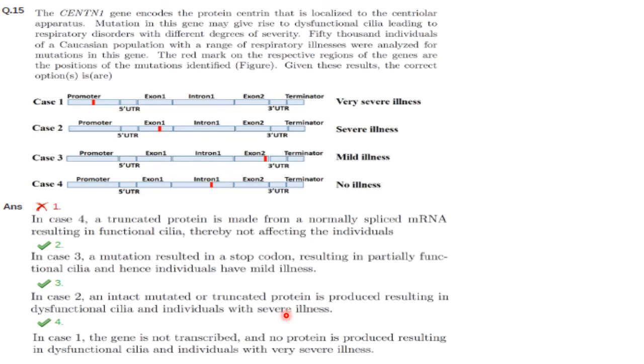Then option 4. The gene is not transcribed and no protein is produced resulting in dysfunctional cilia and an individual with severe illness. So the mutation is there in the promoter region itself. So no RNA polymerase can bind to it and the result is no transcription and translation of the gene. So no protein is produced. So it will result in very severe illness. So option 4 is also correct. So 2, 3 and 4 are correct.